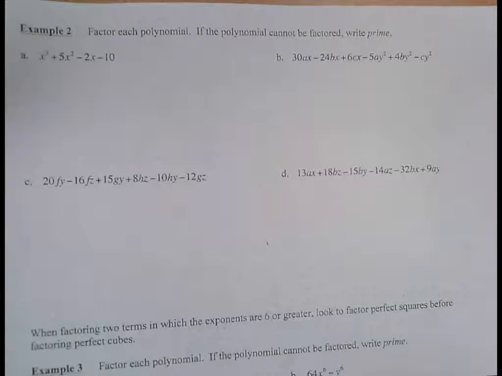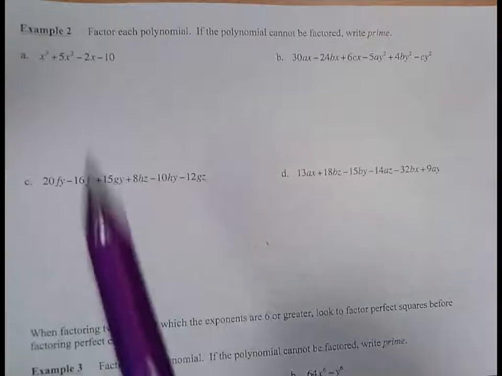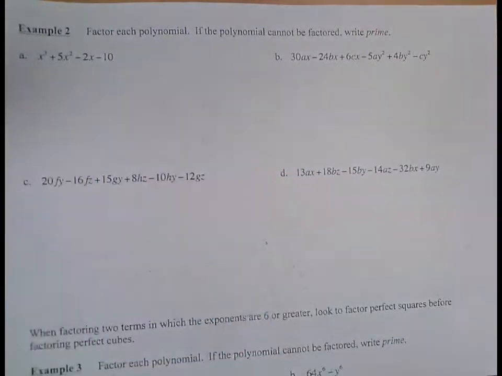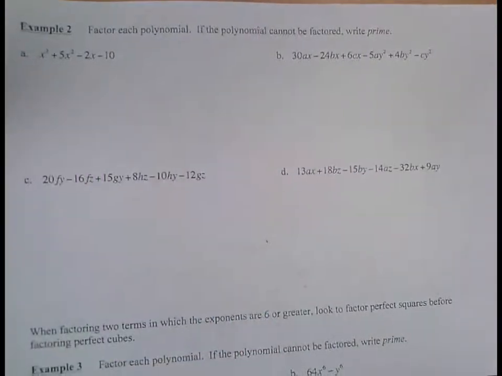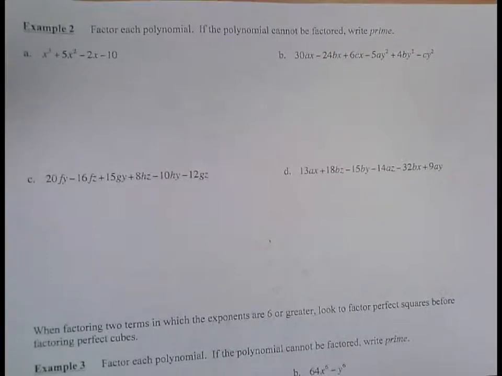So again, directions are the same. Factor each polynomial. If it can't be factored, write prime. So if we look at A, how many terms does A have? 4. What method of factoring should we try? Grouping. Okay, so I included one. This is going to be a review of grouping. We did this in Chapter 4.